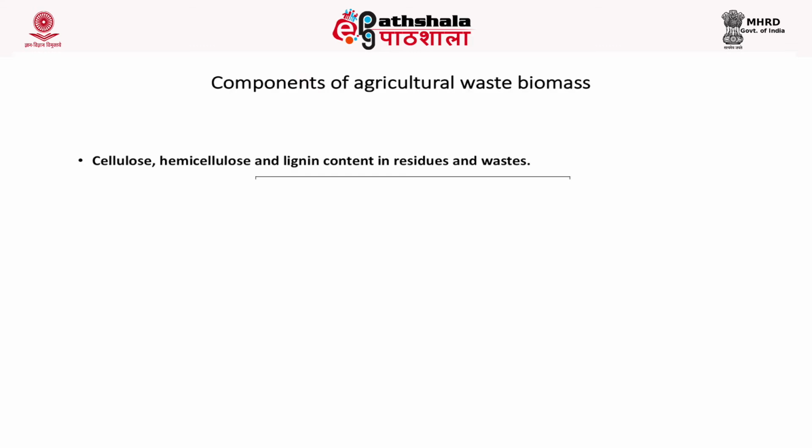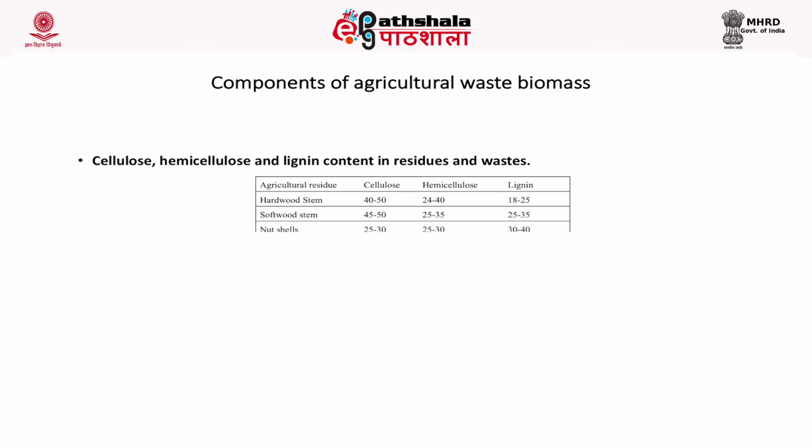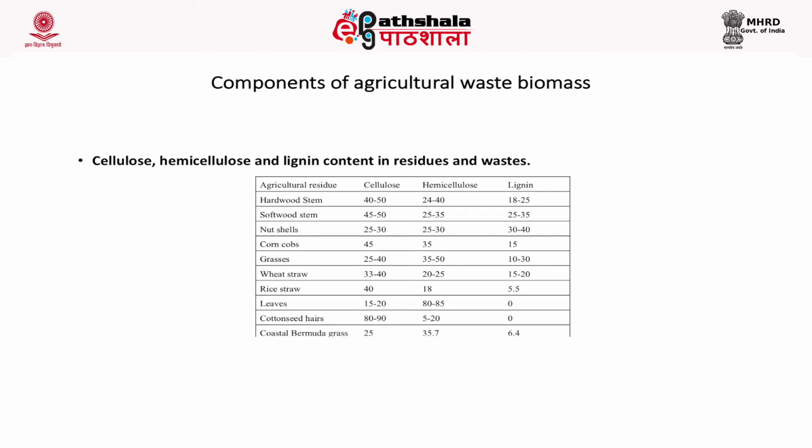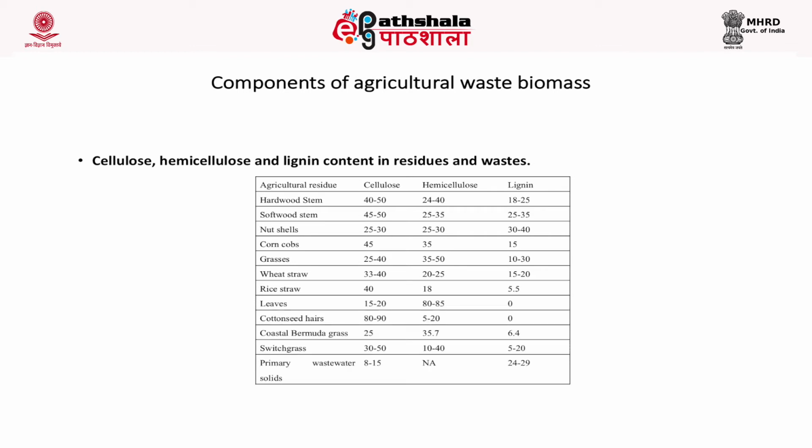You can see in this table the components, mainly the components of agricultural waste biomass. They are rich in cellulose, hemicellulose and lignin content. Like hardwood stem, the composition of hardwood stem is 40 to 50% cellulose, 24 to 40% hemicellulose and 18 to 25% lignin, while softwood stem has more lignin content. You can see the composition of nutshell, corn cobs, grasses, wheat straw, rice straw, leaves, switchgrass, etc.